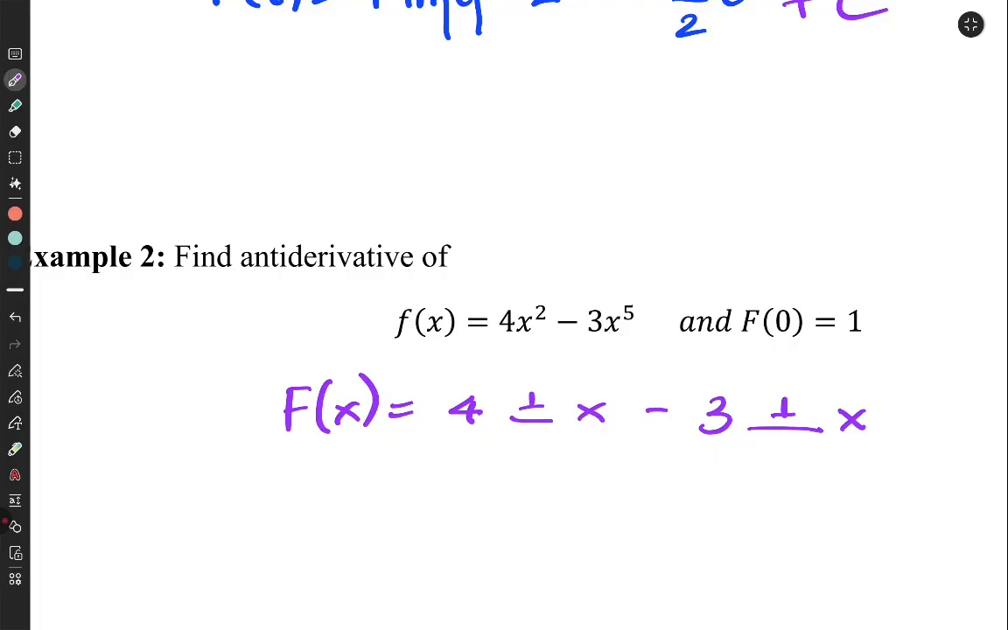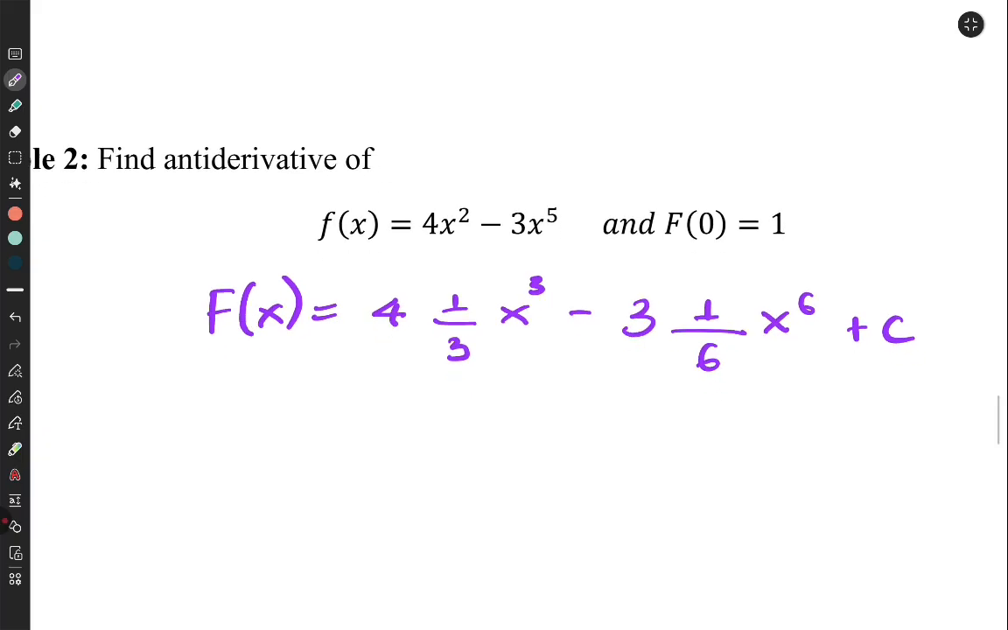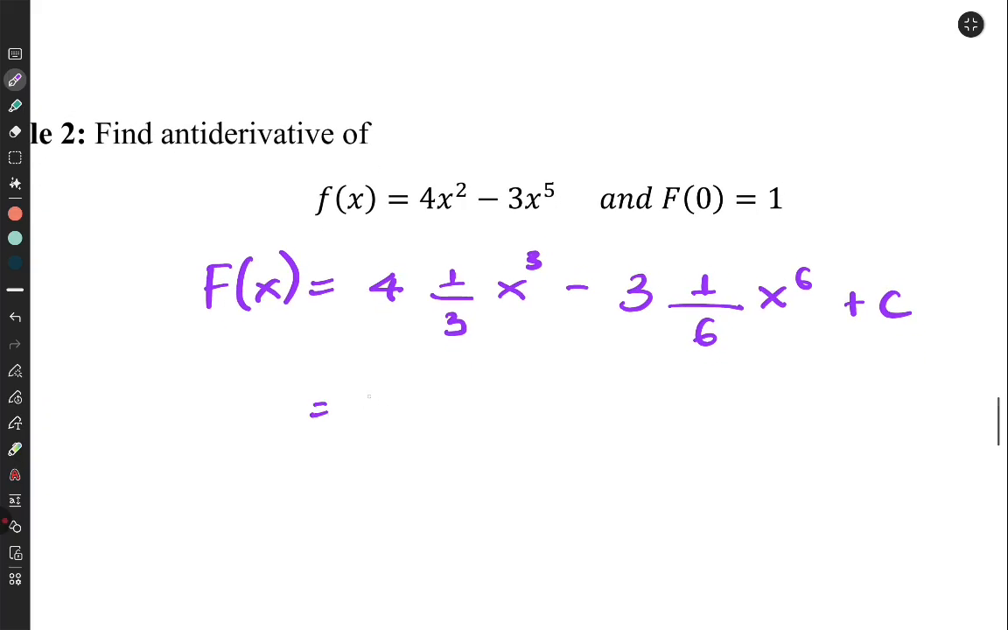And in this case it is 2 and 5, right? 2 and 5. Therefore, down here I will have 4 over 3 x cubed minus 1 over x to the 6. Don't forget, plus c. Okay, simplify a little bit, kind of clean that up. Okay, 1 over 2 x to the 6 plus c.